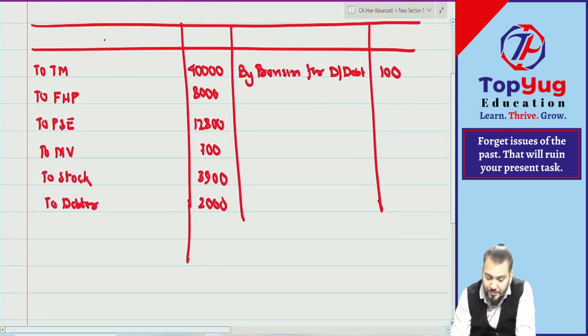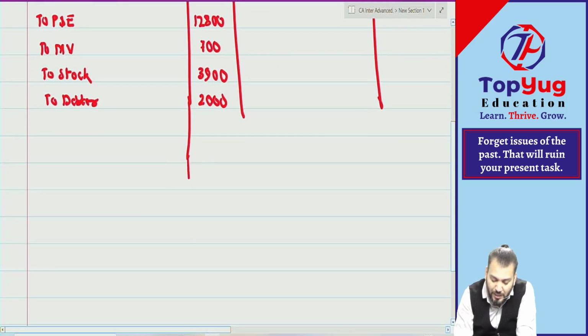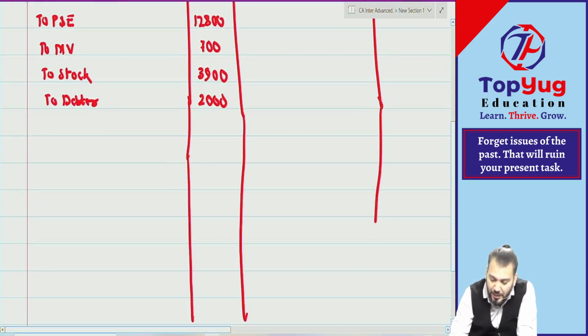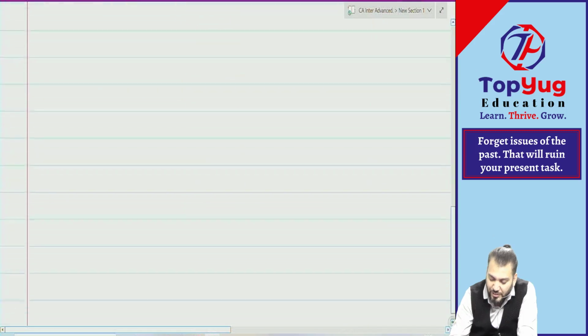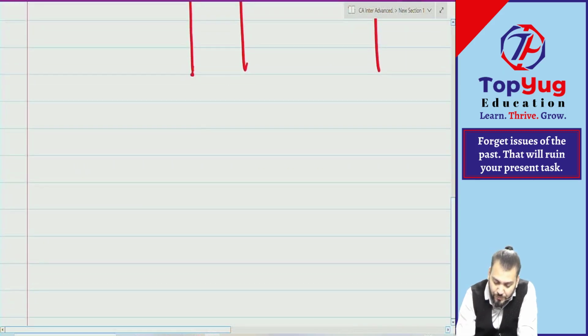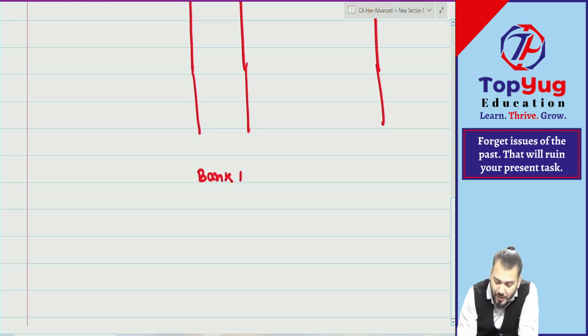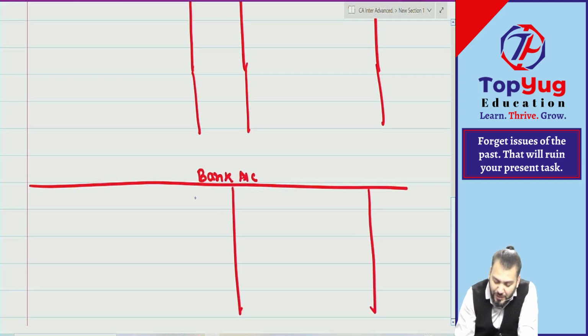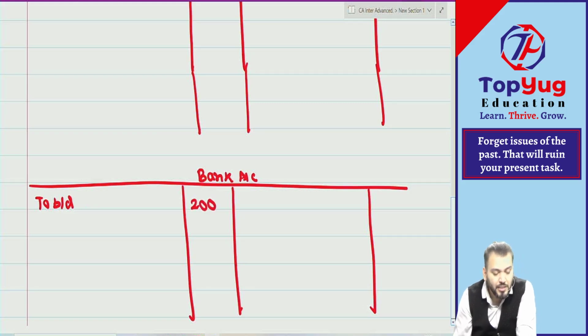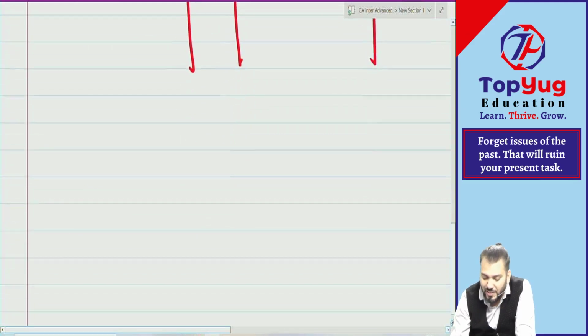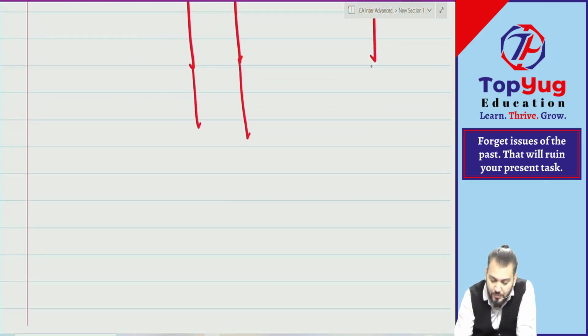Then how much is the bank? The bank will be transferred to what? As a separate account, to leave sufficient space for the realization account. And open which account? Bank account. Let us prepare the bank account. Can you give me the opening balance of bank? To balance brought down. How much is given? 200. Yes, sir. Then they have given R's current account. So the current account will be closed by transfer to what?